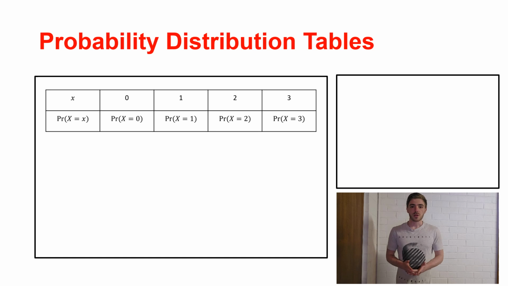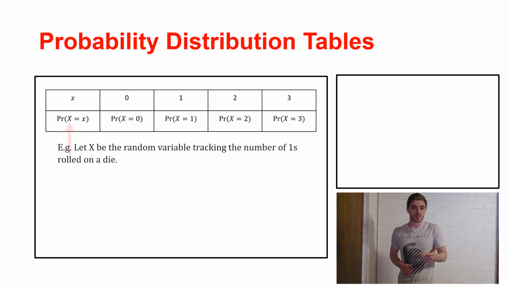Discrete probability is often represented by using probability distribution tables. To start these out, we need to first figure out, well, what is the discrete quantity that we're actually tracking? We usually define this as capital X. For example, if the table is supposed to be tracking the likelihood of rolling a 1 on a die, then capital X will be the variable that tracks the number of 1s that are rolled on the die.